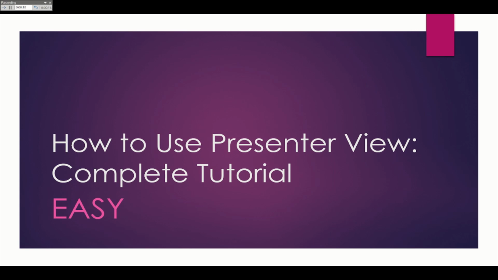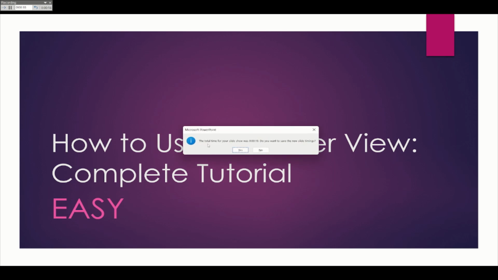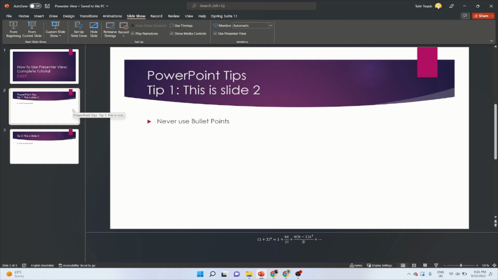And when I am finished, I click Escape and I will see this message: the total time of your slide show was 19 seconds. Do you want to use the new slide timings? And I say yes. And now this slide has a timing. So once I have done the rehearsal and I have set timings for this slide, I have to click on this Use Timings.